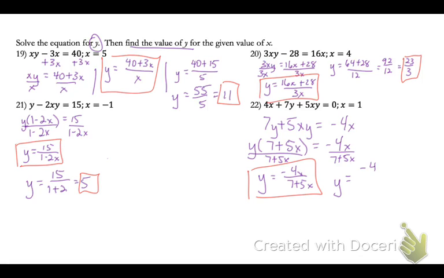And now plug in 1 for x. So you get negative 4 over 7 plus 5, or negative 4 twelfths, or negative 1 third.